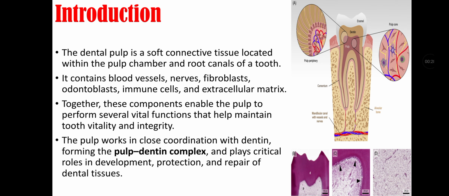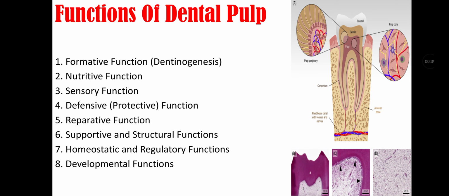The pulp works in close coordination with dentine, forming the pulp-dentine complex, and plays a critical role in development, protection, and repair of dental tissue. Functions of dental pulp include formative function, that is called as dentinogenesis, nutritive function, sensory function, defensive function, reparative function, supportive and structural function, homeostatic and regulatory function, and development function. Now let's talk about these functions of dental pulp one by one.